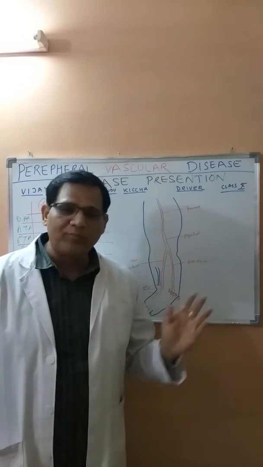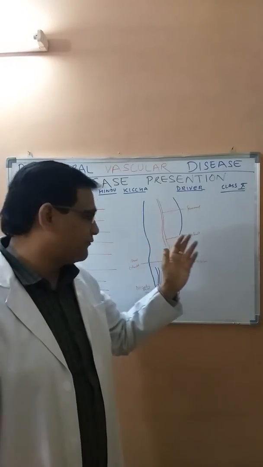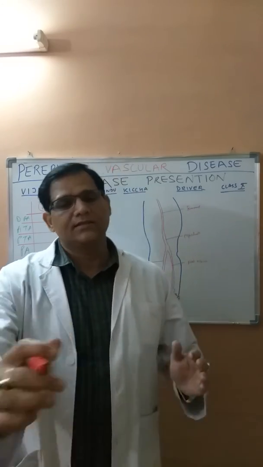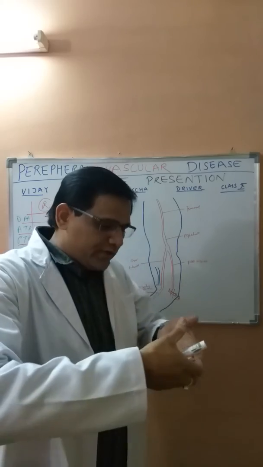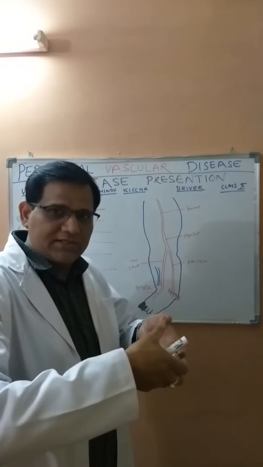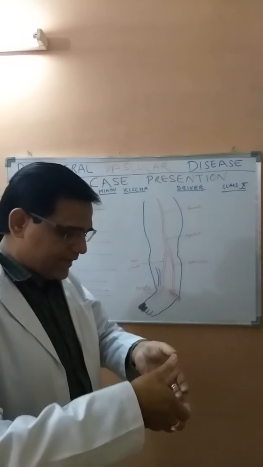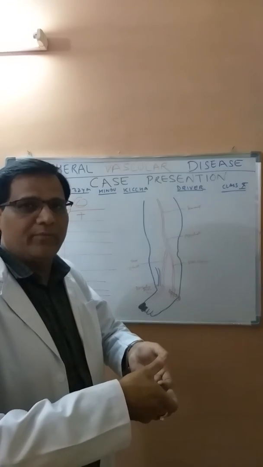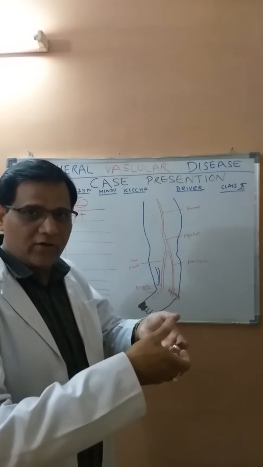Now for the popliteal artery, there are three methods to feel it. In one, the patient is supine with his legs folded. Suppose this is the knee. You put both your hands' fingers like this and feel for the popliteal artery against the head of the tibia.